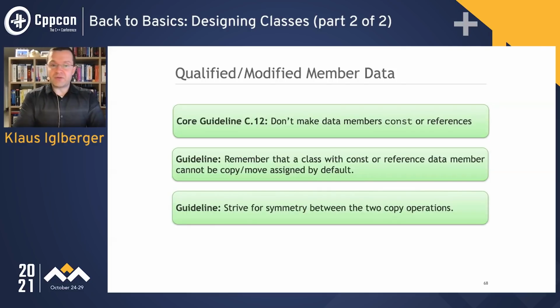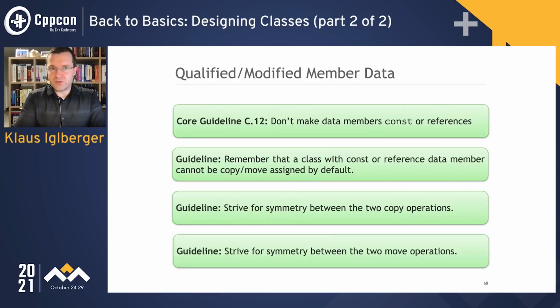And generally strive for symmetry between the two copy operations and also strive for symmetry between the two move operations. This is what people expect. Your class would be highly surprising if there is an asymmetry. If I can copy construct, but not copy assign, it indeed would be surprising. Nobody likes that.